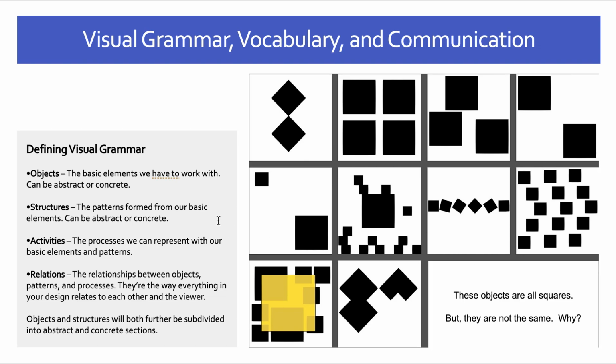Activities are the processes we can represent with our basic elements and patterns. For instance, this is tumbling based on how these have been laid out, right? This is rolling into this one. That is an activity. And then relations, the relationships between objects, patterns, and processes. They're the way everything in your design relates to each other and the viewer.